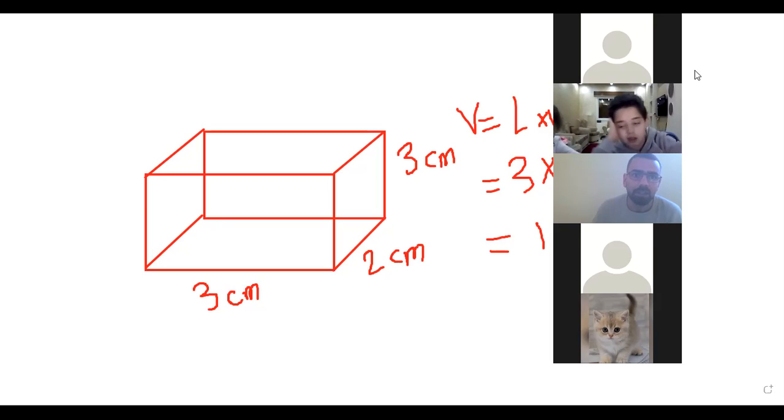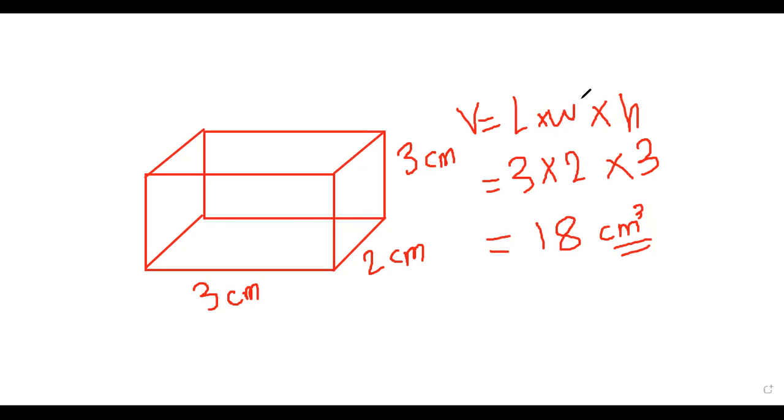Okay, great. Now, this is the first way to find the volume. I will give you the length, and I will give you the width, and I will give you the height. All you need to do is to multiply them by each other.